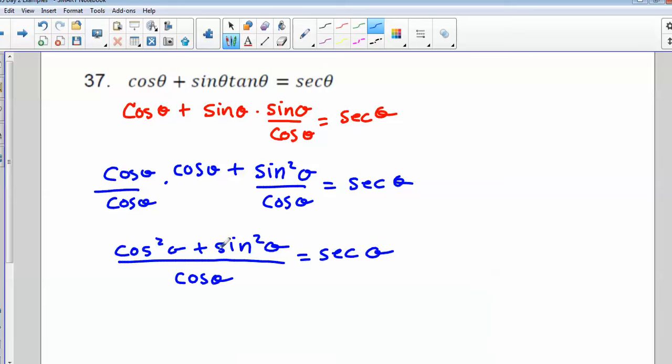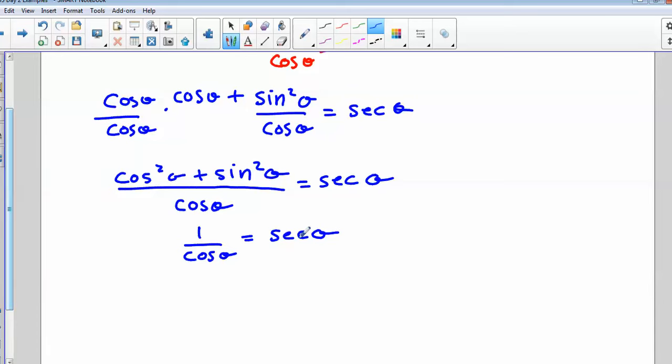Alright, now I know this is one of my Pythagoreans. Sine squared theta plus cos squared theta equals 1. So I can substitute 1 for that. 1 over cosine theta. And now it looks like we're on the right track. So 1 over cosine I know is equal to secant, so your last step is to write secant theta equals secant theta. And check.